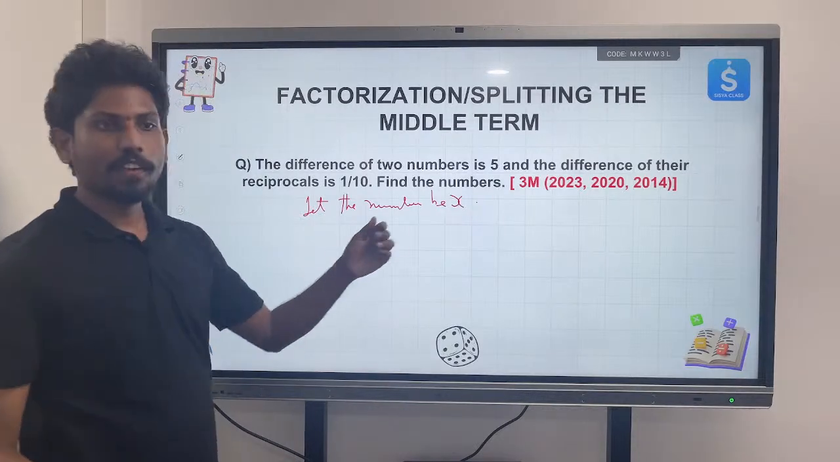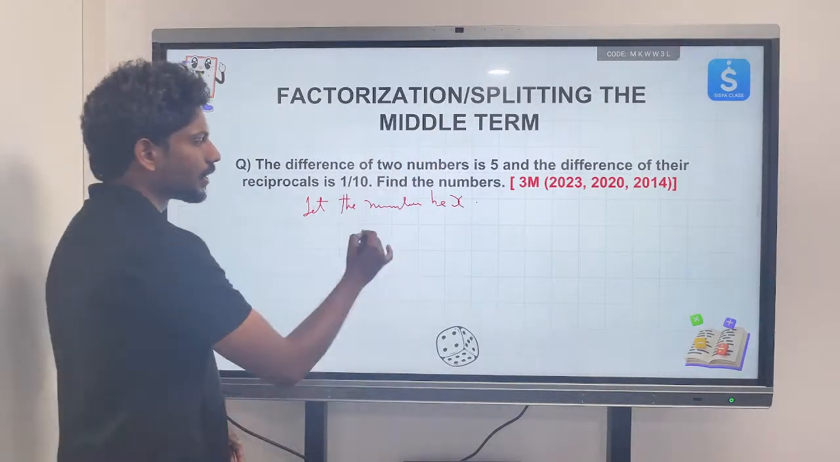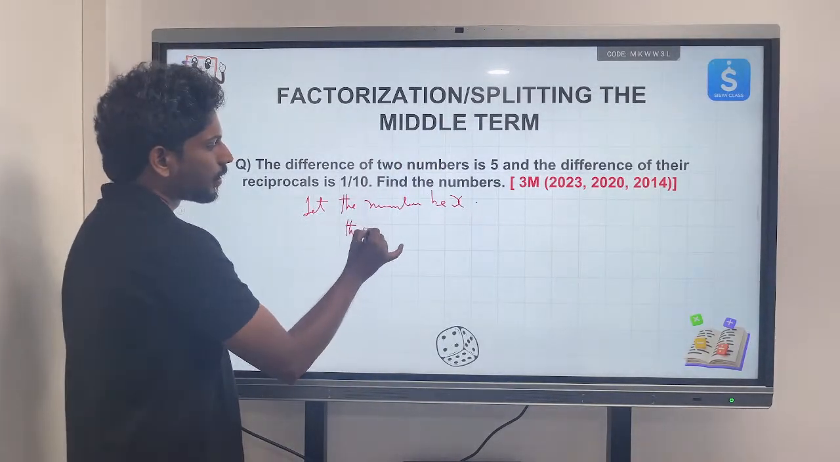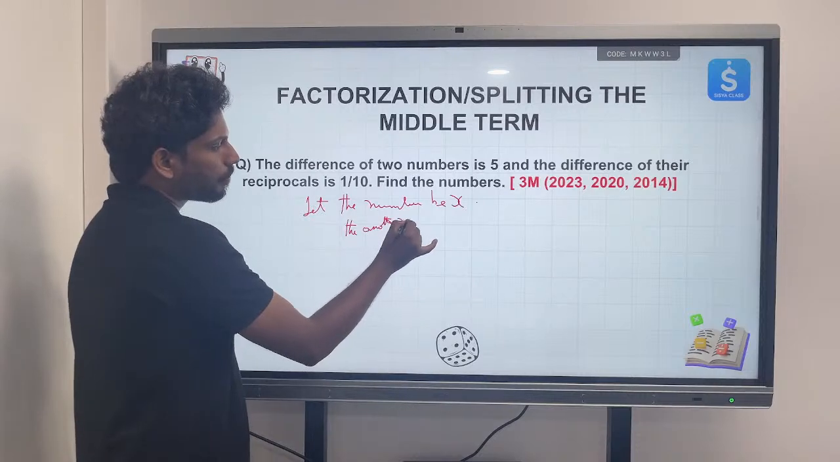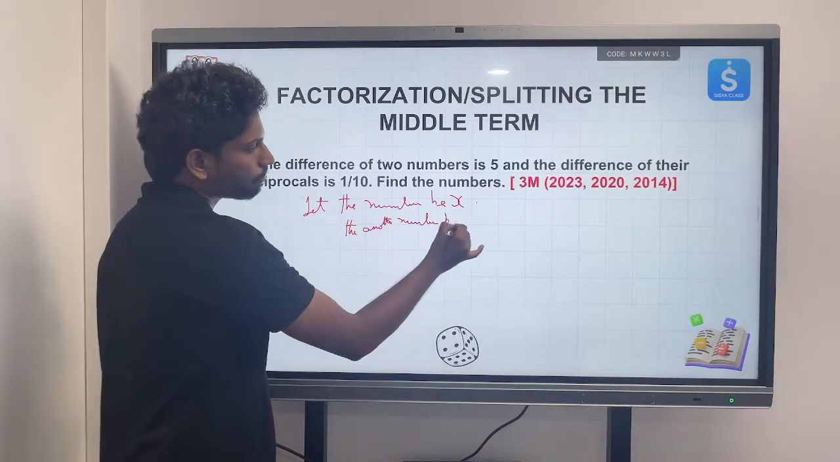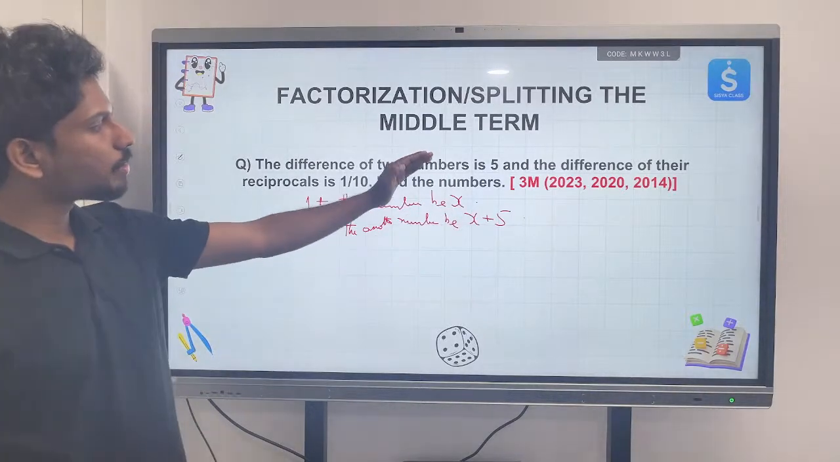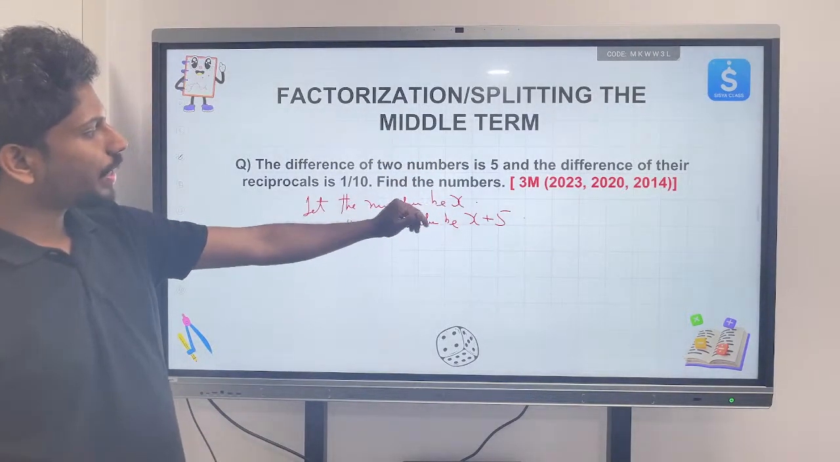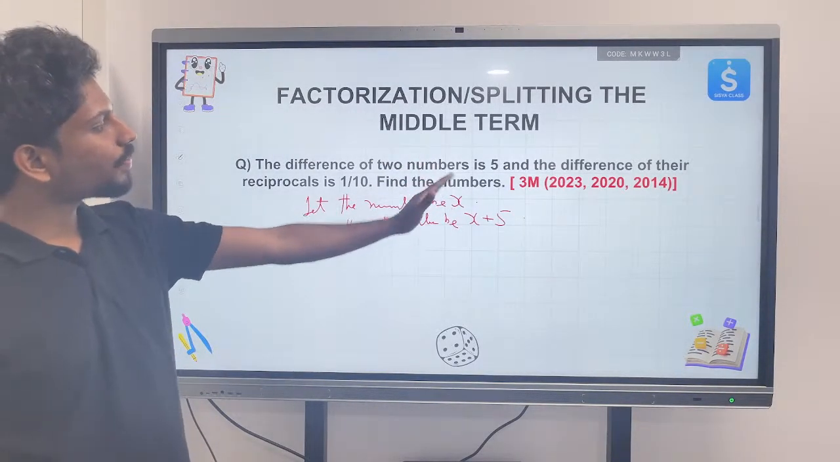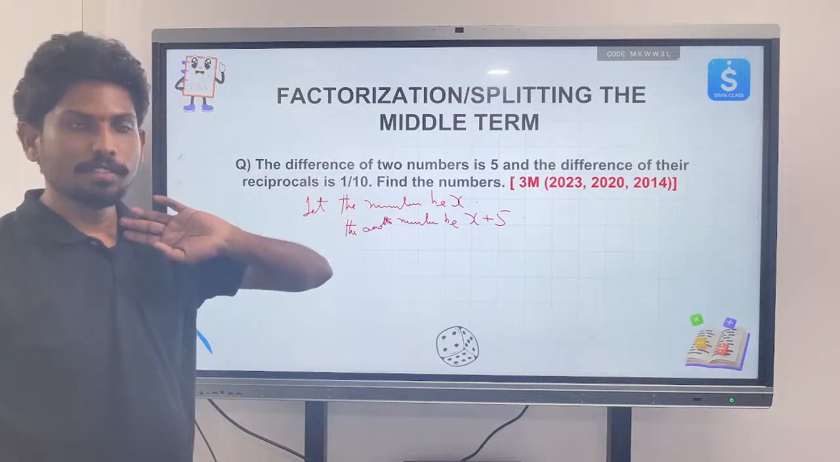x. Can I find out one more value? That is, let the another number be x plus 5. Now if I try to take the difference between these two numbers, x and x plus 5, like x plus 5 minus x, again I will be getting 5, right?